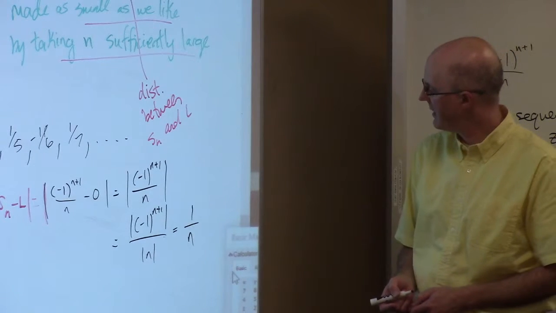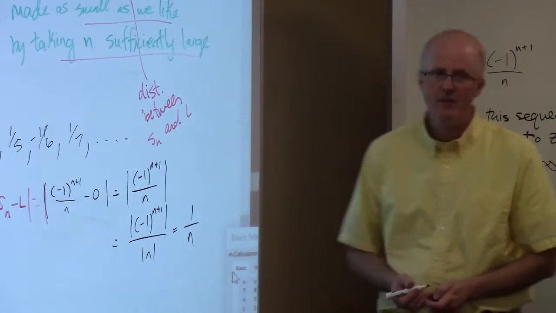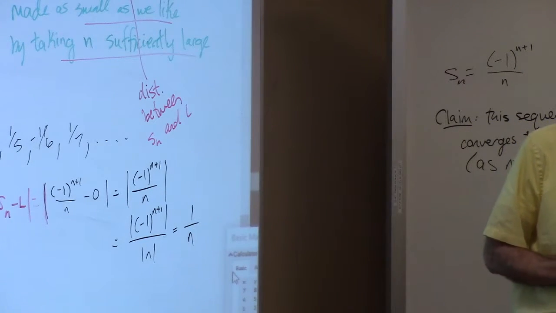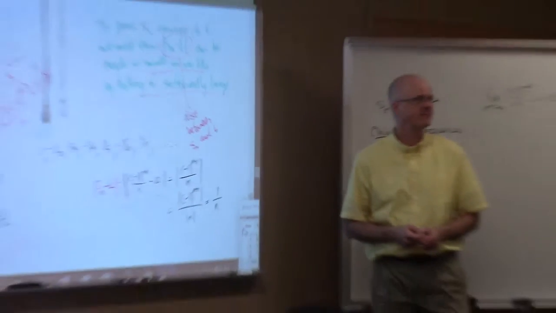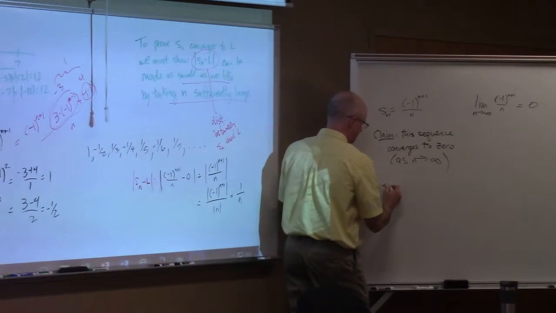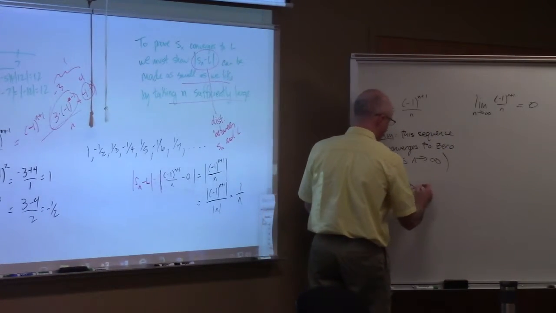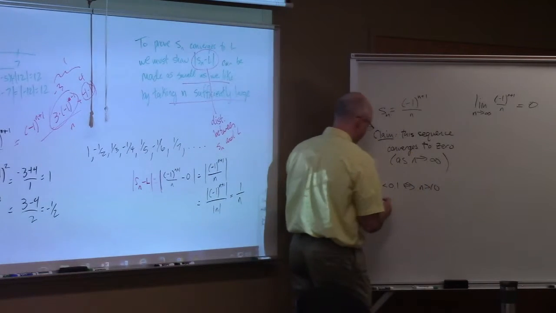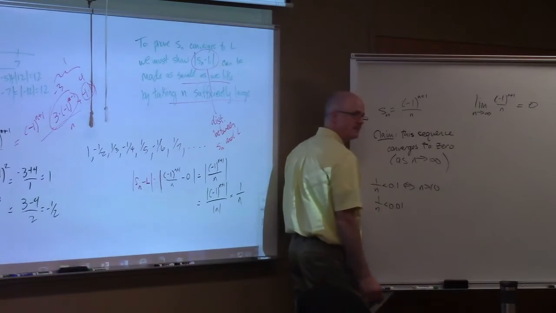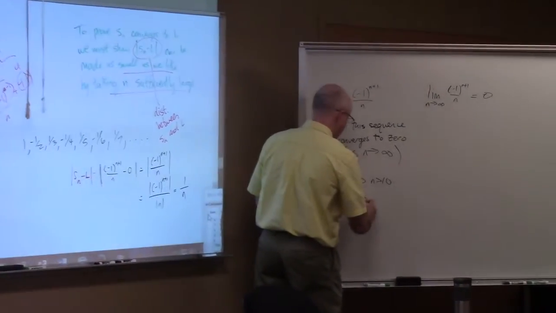Can you make this as small as you like? Sure. Can I make it smaller than 0.1, for example? Yep. Make n bigger than 10. 1 over n will be less than 0.1 if and only if n is bigger than 10. Can I make it less than 0.01? Sure, as long as n is bigger than 100.